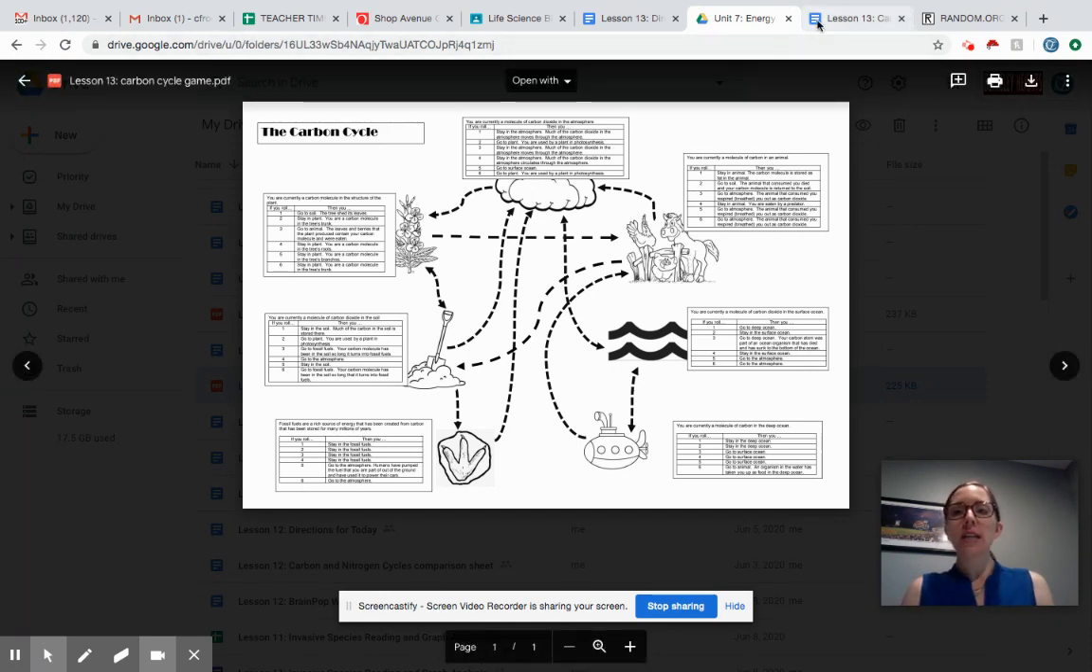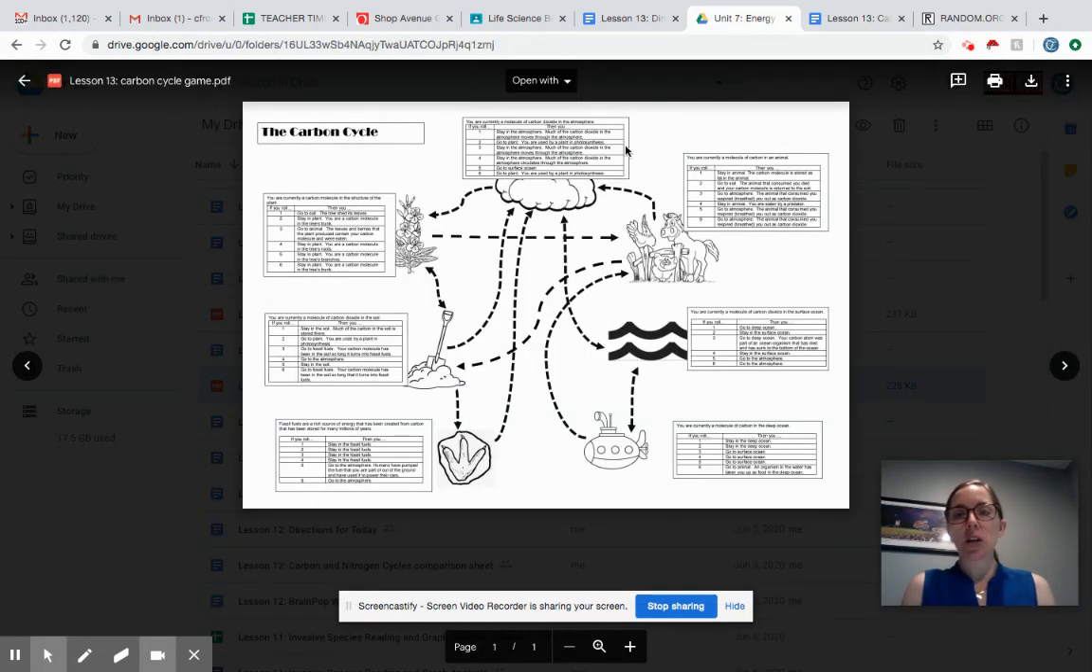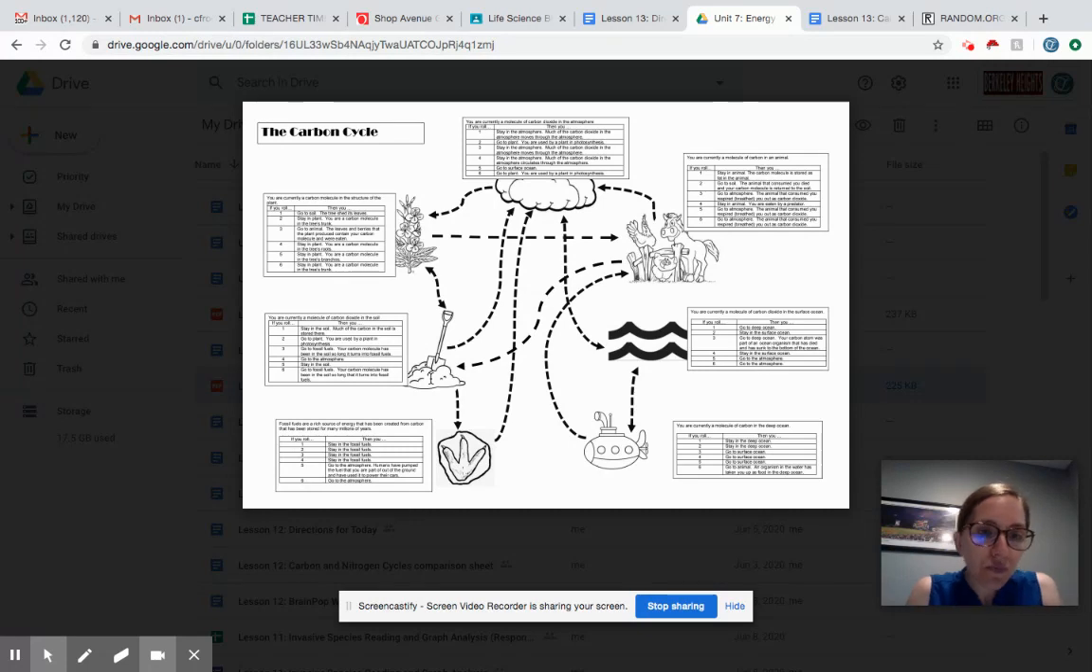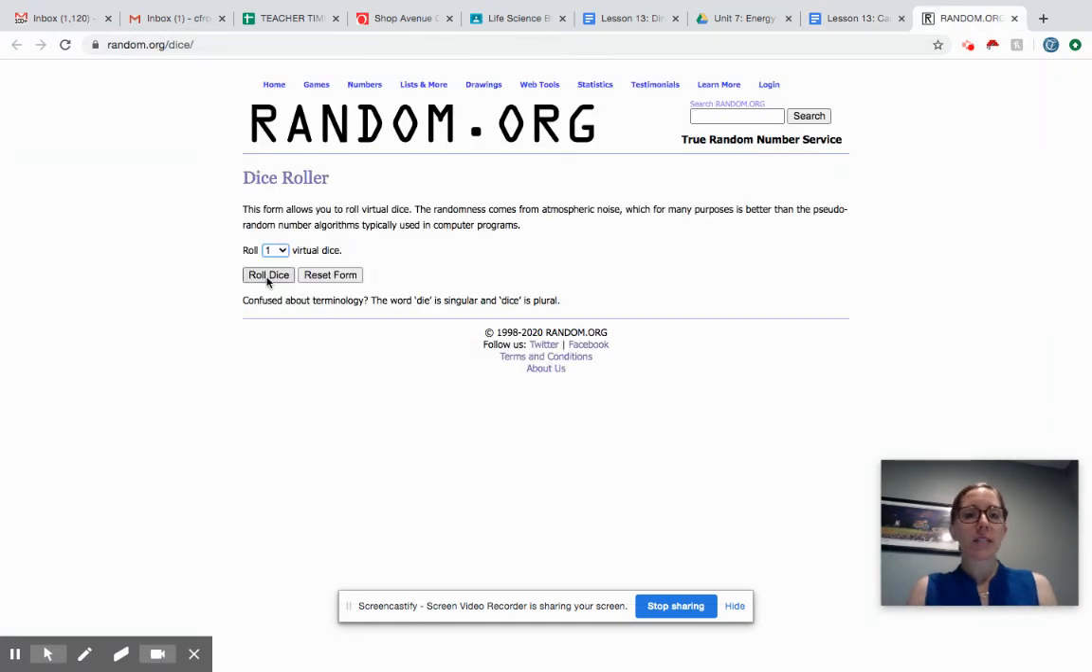So it says that you can choose any starting point: atmosphere, animal, surface, ocean, etc. So you can just record your starting position there. So let's pretend we started at, what is this? The soil. So if I decide to write soil, I would type soil in here. And then I'm going to roll. So I'll roll my dice.